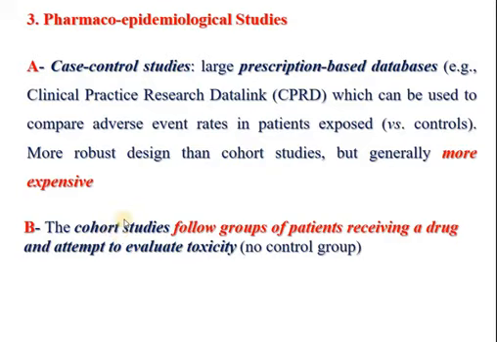The second type of these studies is the cohort studies, which include groups of patients already receiving a drug and attempt to evaluate the toxicity, and in this case we do not need a control group. That's why they are easier to perform and less expensive than the former one.